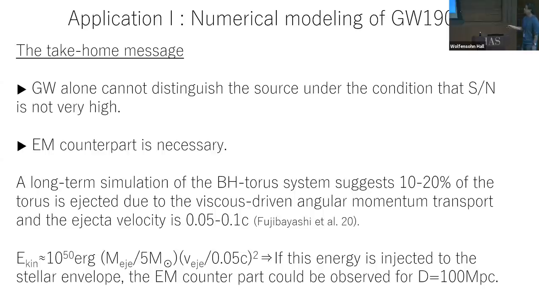A long-term simulation of the black hole torus system suggests 10 or 20% of the torus is ejected due to viscous stress and angular momentum transport. The typical ejecta velocity is 0.05 or 0.1 of the speed of light. The kinetic energy is 10 to the 50 ergs, given the ejecta mass and typical ejecta velocity. So a back-of-the-envelope calculation suggests that the electromagnetic counterpart could be observed at a distance of 100 megaparsecs. But of course, the event rate of such a gravitational collapse has a big uncertainty.